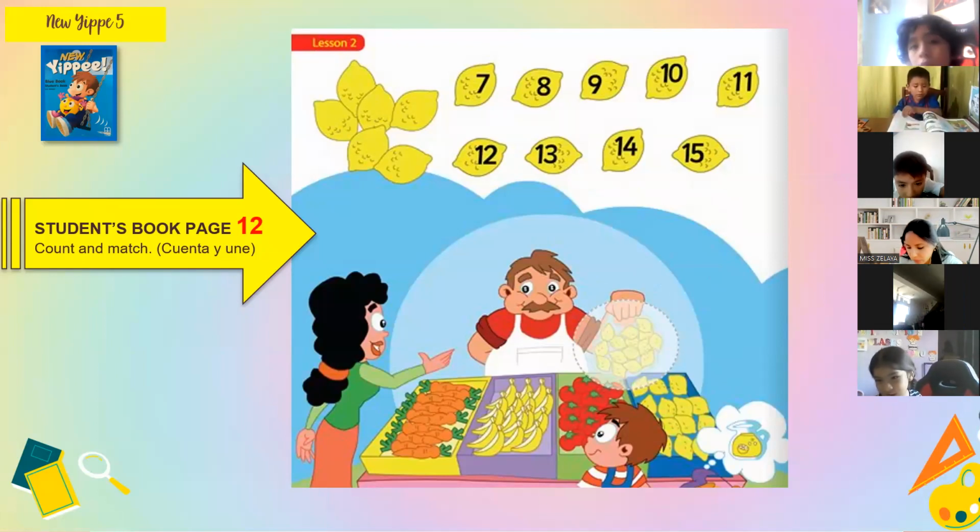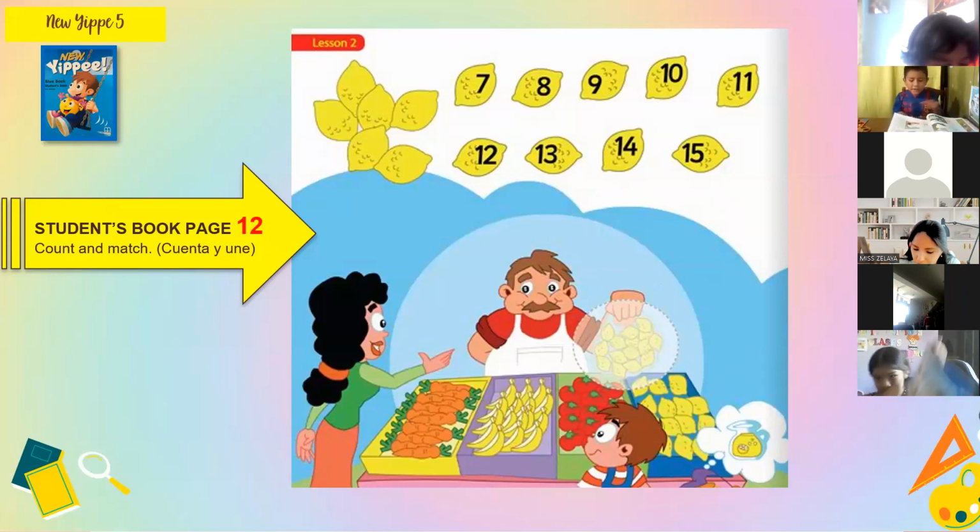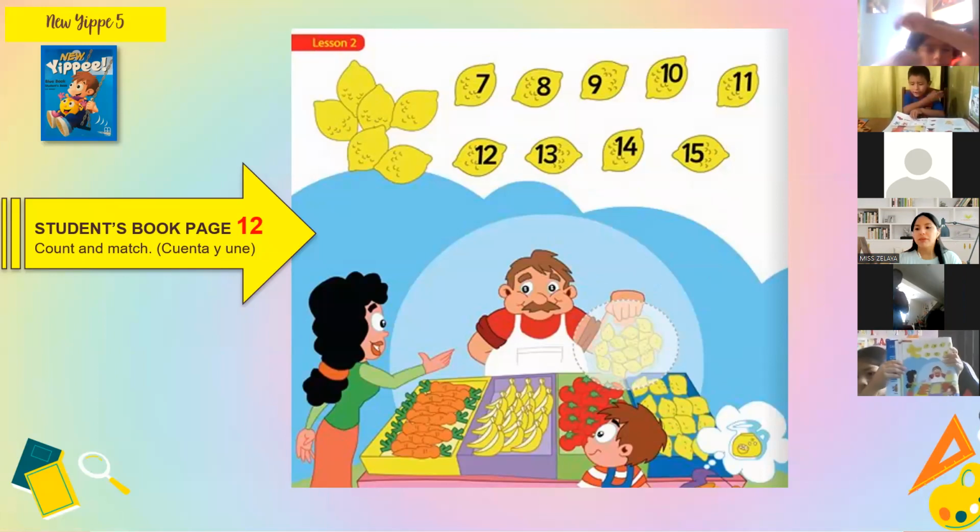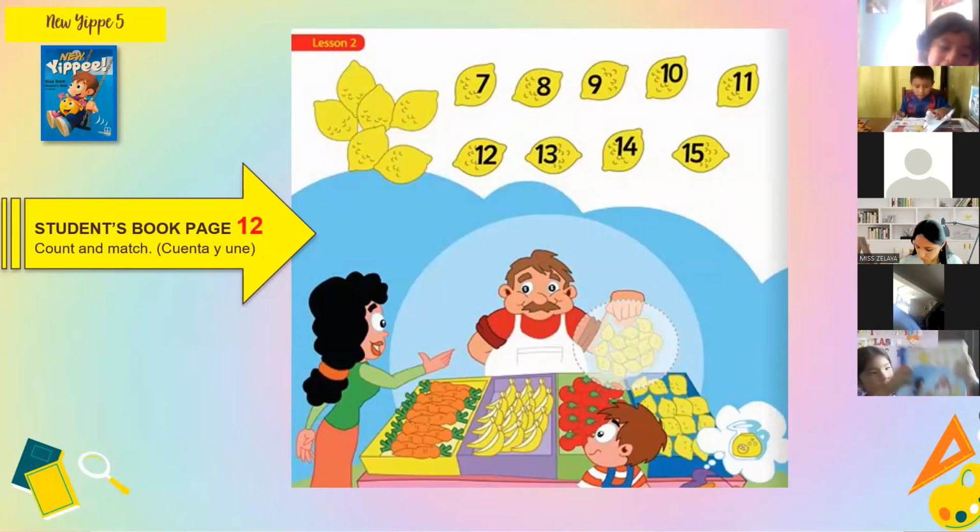Lo terminé hace rato. Wow, como que lo terminó hace rato. Wow, you are so fast. Eres muy rápido. Ok, this is the page number 12, página 12. Ya saben ahora que 12 significa 12. Page number 12. Ok, perfecto. Brianita Oviedo ya lo encontró.